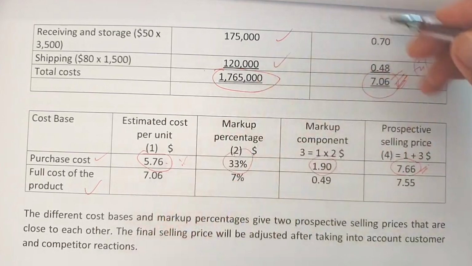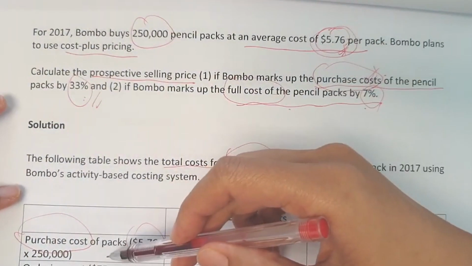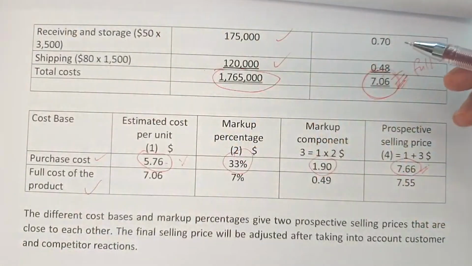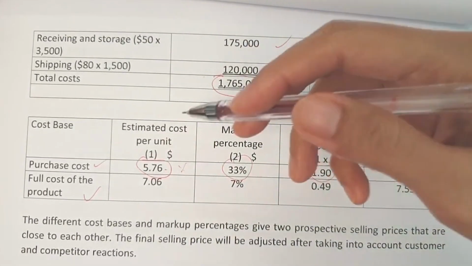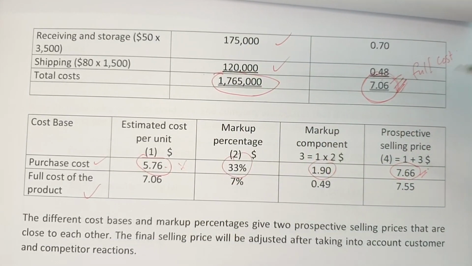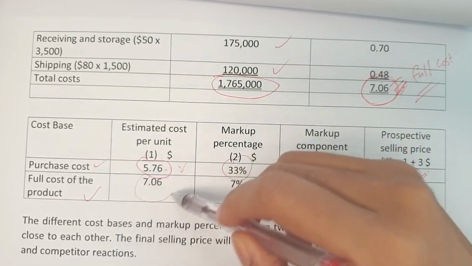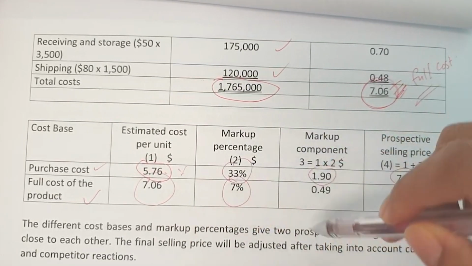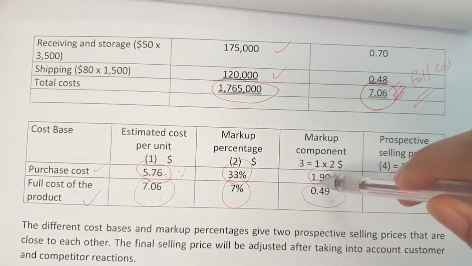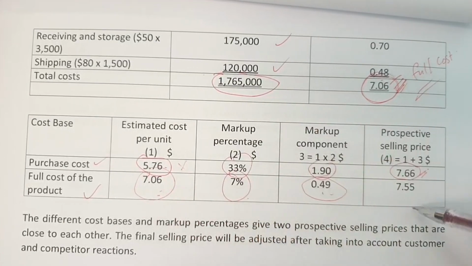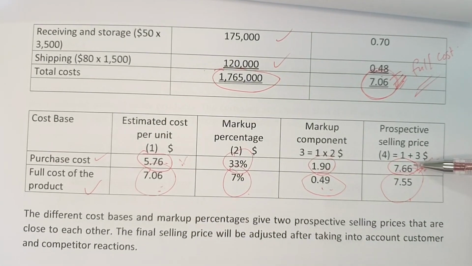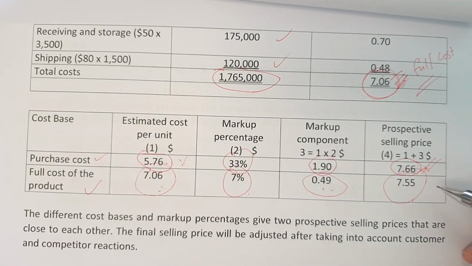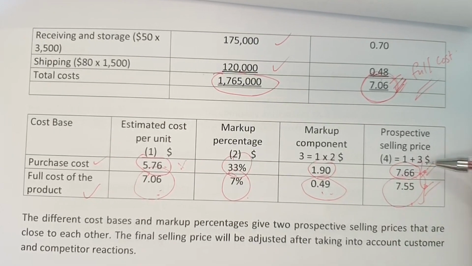For the full cost, this is the full cost because we consider the purchasing price plus the ordering cost, other indirect costs, related costs. So if in the question they have fixed costs, you also have to include the fixed cost. If they have any other variable cost, you also have to include that variable cost. So that is actually the full cost. Okay, so the full cost in this case is 7.06. Markup is 7%, so 7% times this, we can get this markup component, and this we add with this, so we can get the price here 7.55. So this is the price if we use purchase cost, and this is the price when we use full cost.